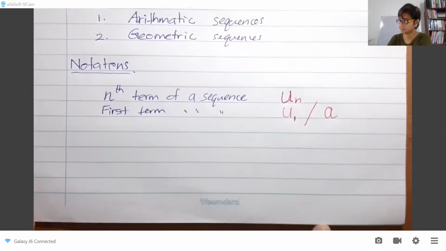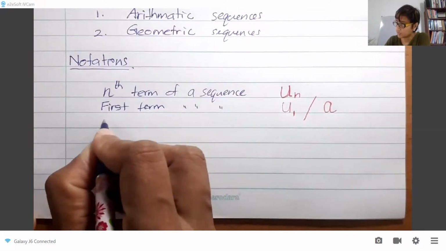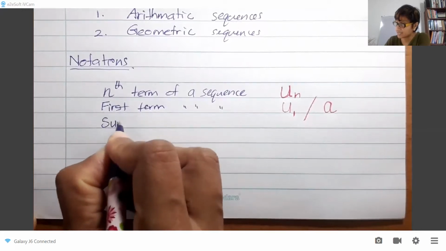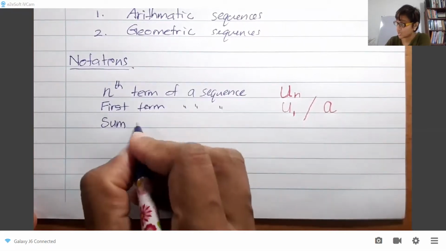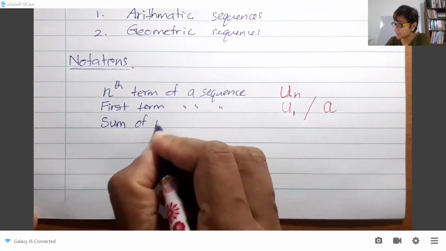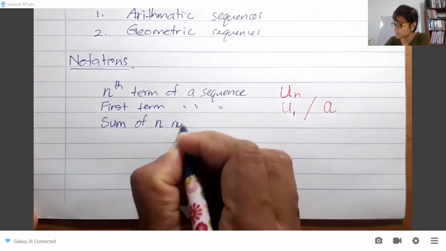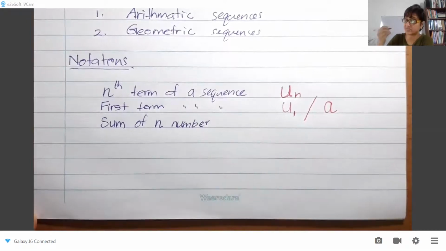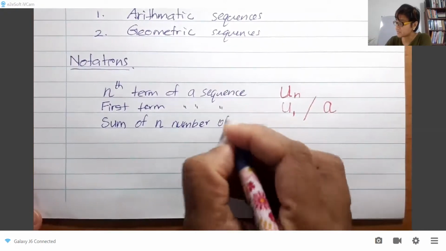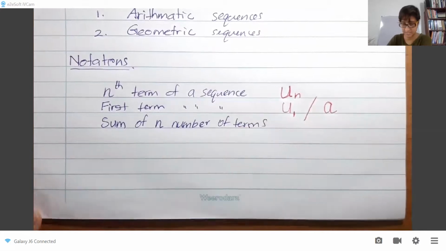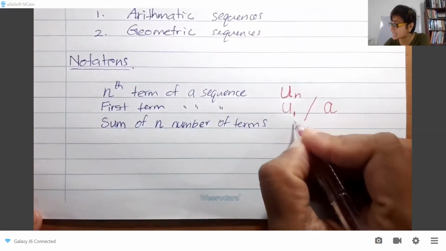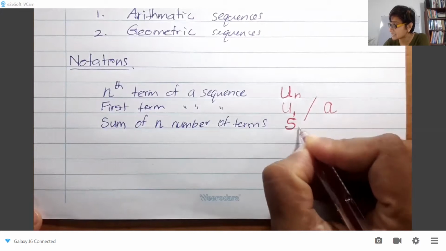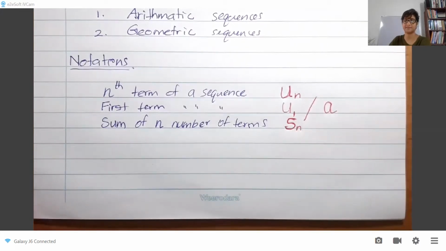When you want to talk about the sum of, say, n number of terms, you're talking about a series now, the sum of n number of terms in your sequence. Say if I want to refer to the sum of 10 terms, then the notation is S subscript n, Sn. So if I say S10, that means the sum of 10 terms.